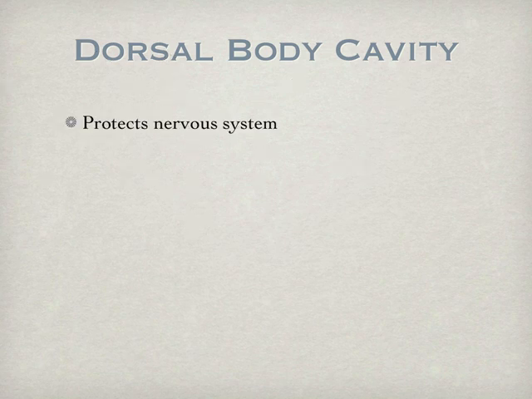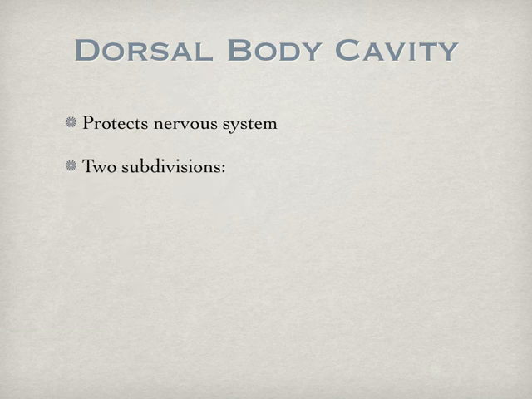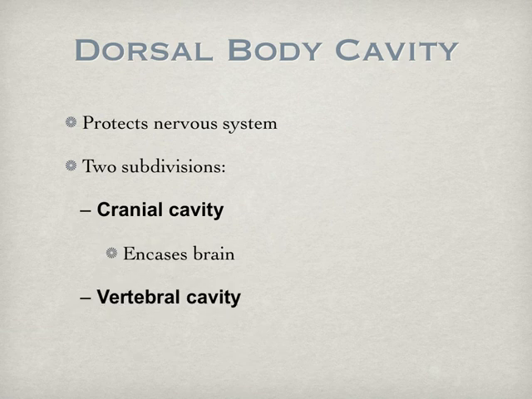The dorsal body cavity's main job is to protect your nervous system, and it's actually divided into two separate subdivisions. That probably makes a little bit of sense when you think about this intuitively. The cranial cavity encloses your brain. The vertebral cavity encloses your spinal cord.